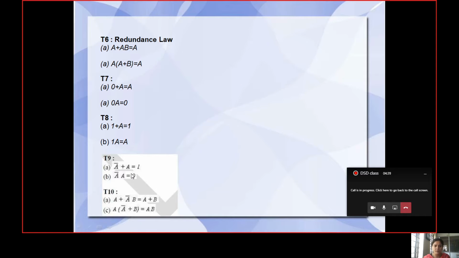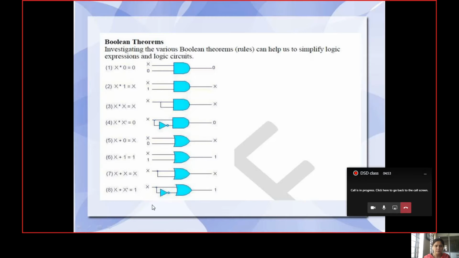And the other laws are A bar plus A, which is equal to 1, A bar into A is equal to 0. And the next, A plus A bar B is equal to A plus B, A into A bar plus B is equal to AB. Okay. These are the Boolean postulates. In the same way, which is done gate-wise, which has been given here.